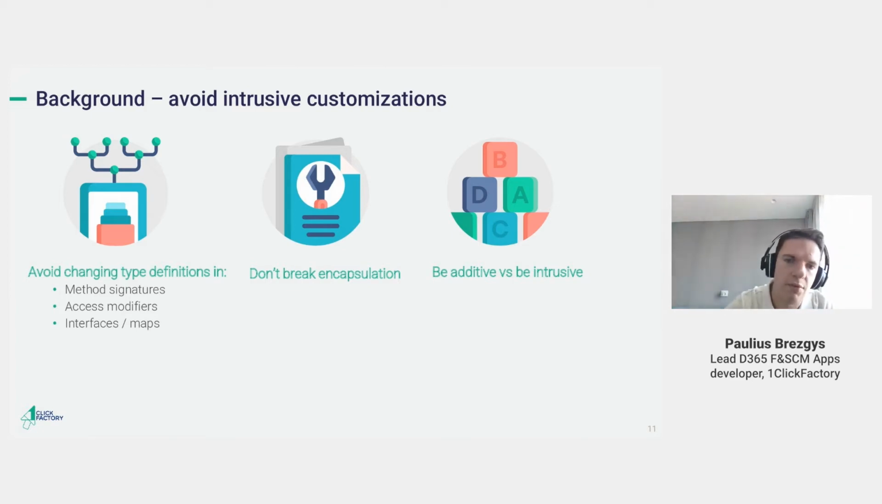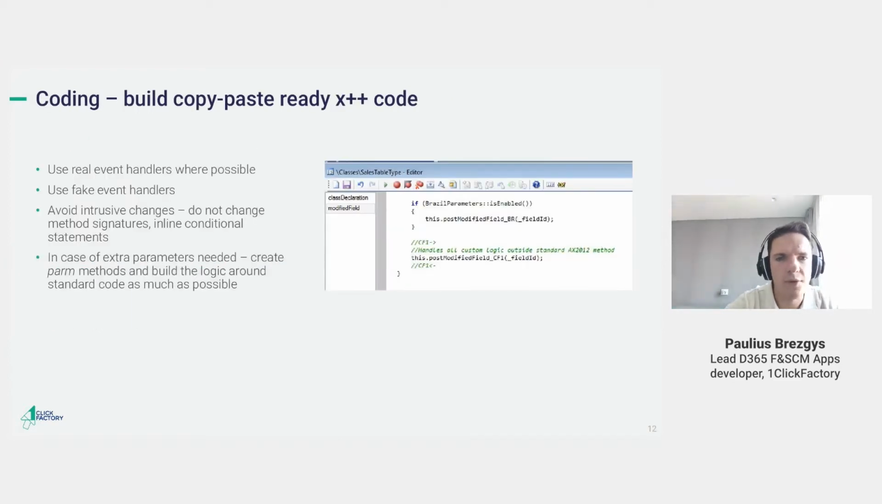And a general rule of thumb when thinking about customizing existing implementations: be additive versus be intrusive. That means whenever you customize, don't overwrite standard code. Add your code as extra puzzle pieces. So these are some general guidelines on the code. Now, to get into more detail on how to build these modifications.